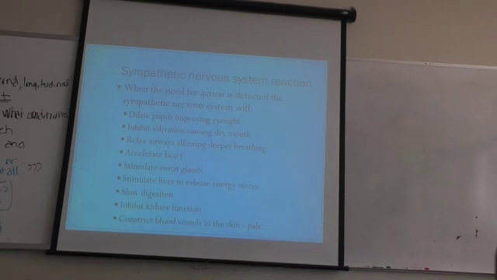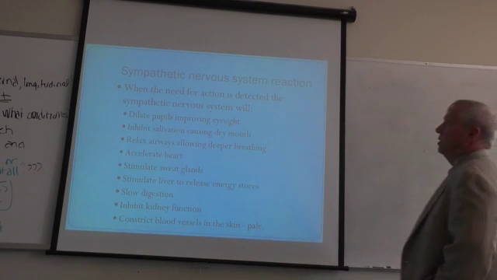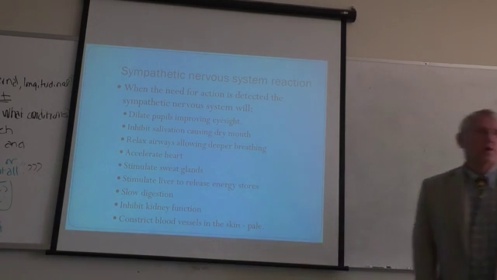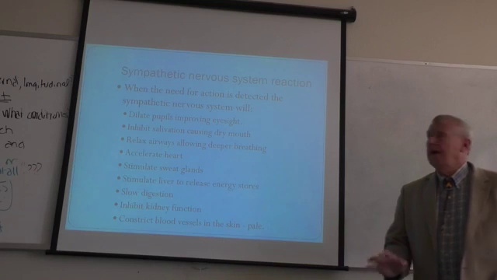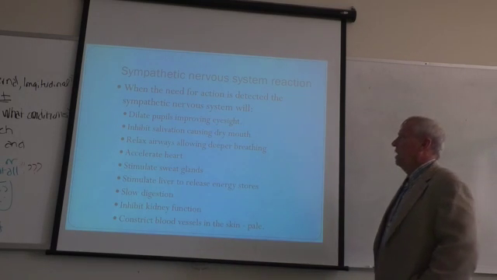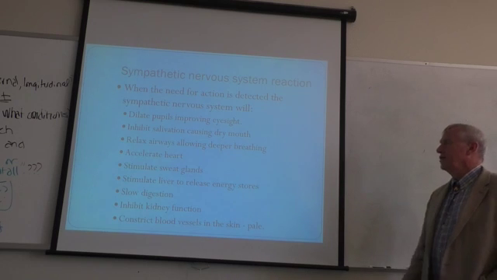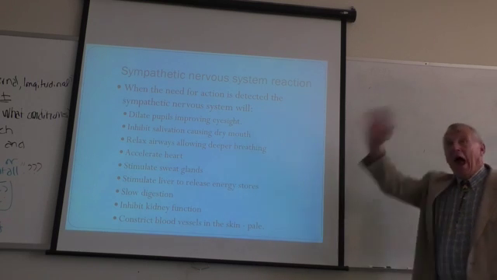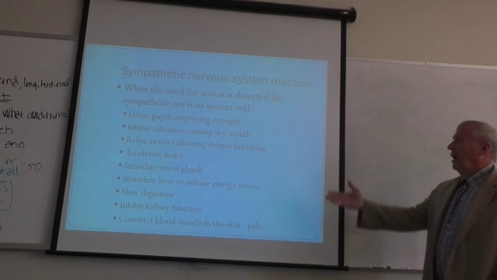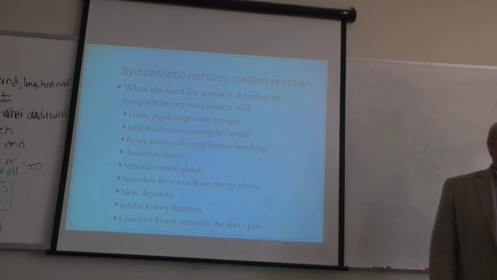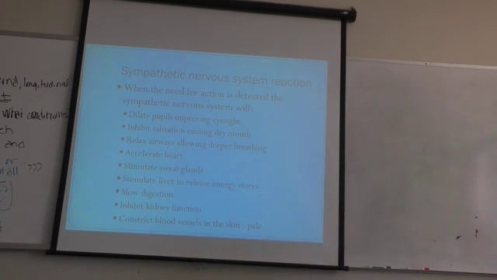When the need for action is detected, the sympathetic nervous system will dilate your pupils, improving your eyesight. This is automatic. It will inhibit your salivation, causing dry mouth. It can relax your airways, allowing deeper breathing. It can accelerate your heart rate, and of course that allows you to run away.